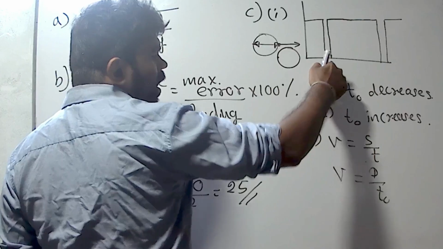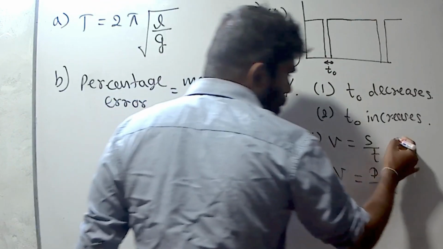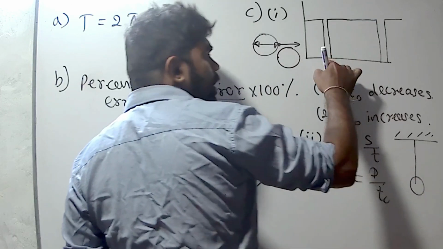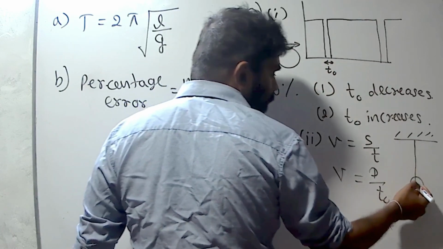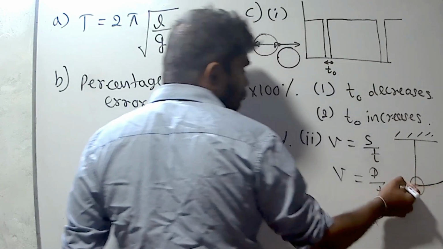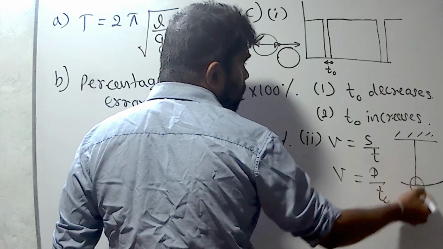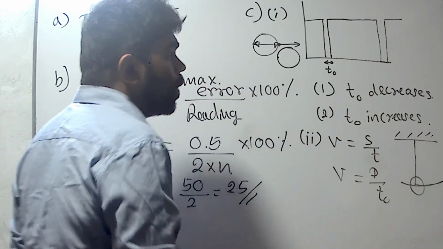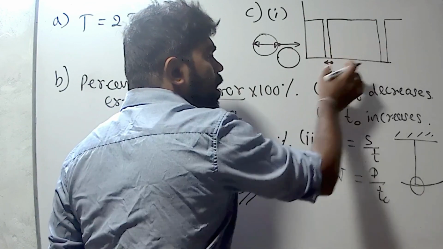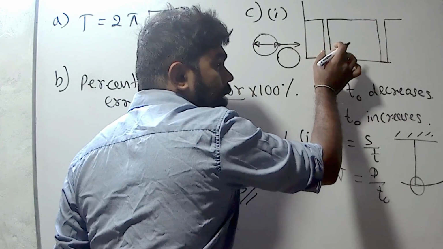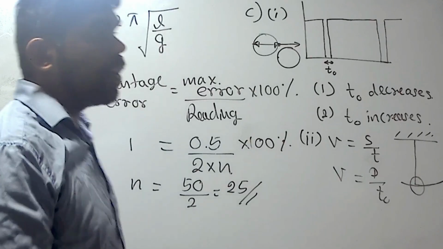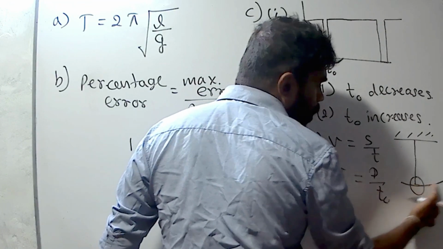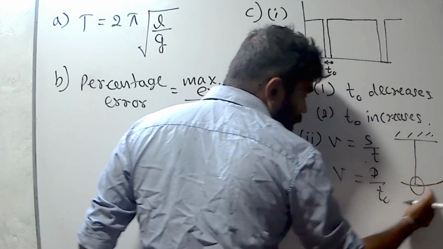After passing this position, it means the pendulum bob is passing the detector at this time, and again it will come to the same place at this time. Therefore, the time interval between these successive zero values is half of the period. The time taken to move from this place to again this place.